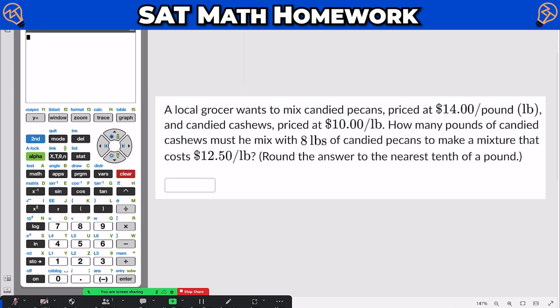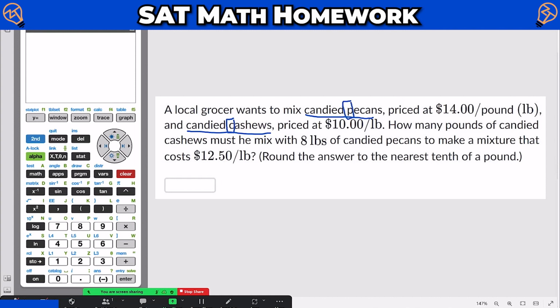Now, this question ends up being more involved than it looks like at first glance, but let's break it down. I'm going to use units as much as possible to simplify and summarize what's happening here. So we know we have a mix of candied pecans as well as candied cashews. So let's use some meaningful variables here. Unfortunately, there's a lot of C's going on with candied and cashews. We'll keep C for cashews and we'll use P for pecans.